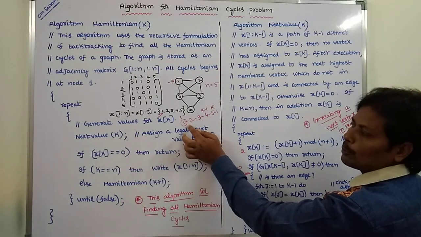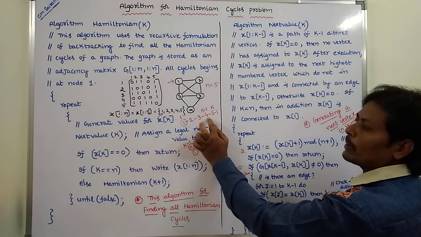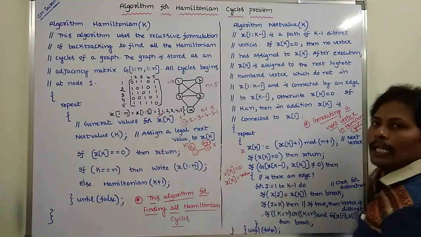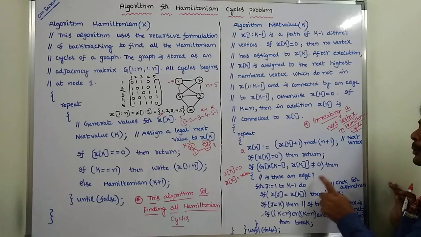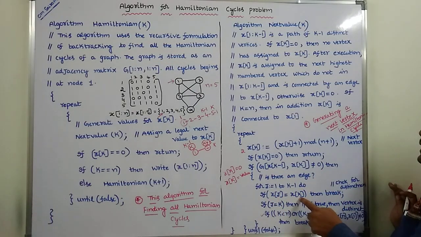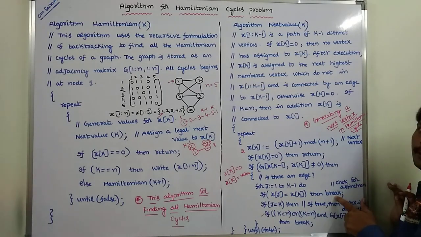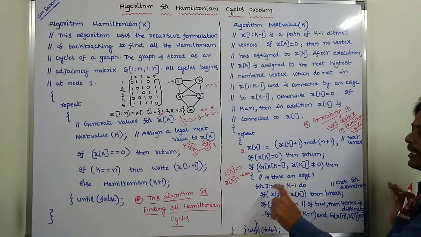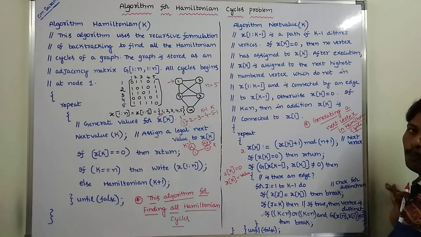4 is not there 2 times. 3 is not there 2 times. 2 is not there 2 times. And 1 is not there 2 times. For j is equal to 1 to k minus 1, do if x of j is equal to x of k. If any duplications are there, then break. Whenever this condition is true, again the control is transferred to outside of the entire loop.